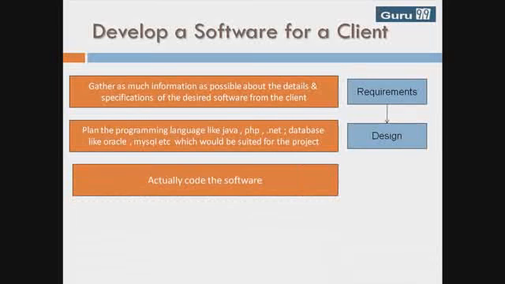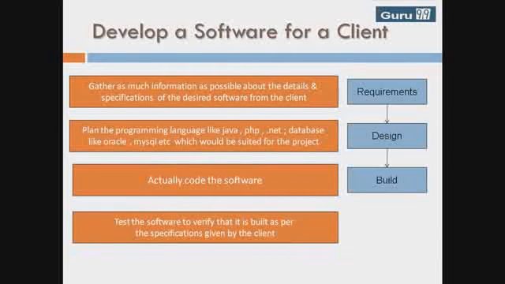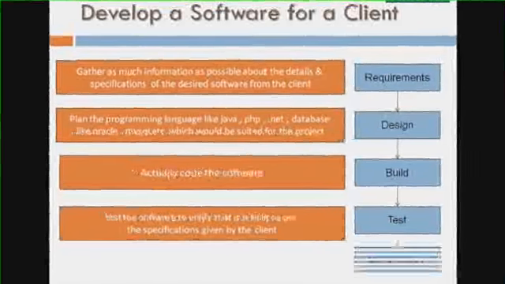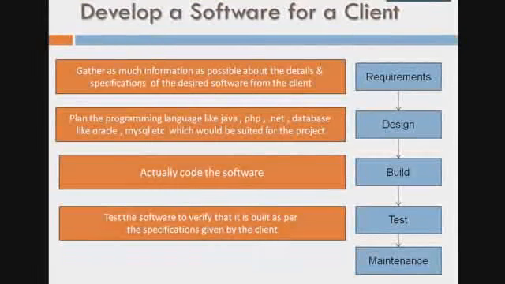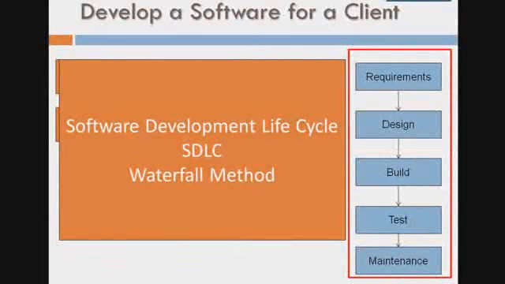Next, you will actually code the software. This is the build stage. Next, you will test the software to verify that it is built as per the specifications given by the client. This is the test stage. Once your software product is ready, you may be required to do some code changes to accommodate enhancements requested by the client. This would be maintenance stage. All these levels constitute the waterfall method of software development lifecycle.